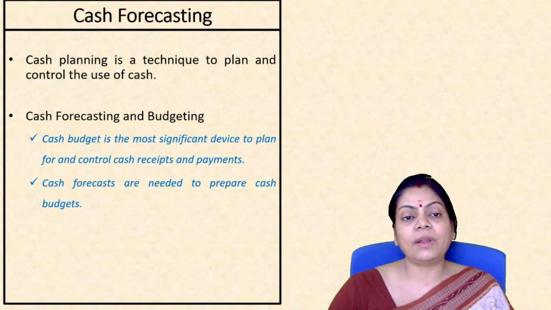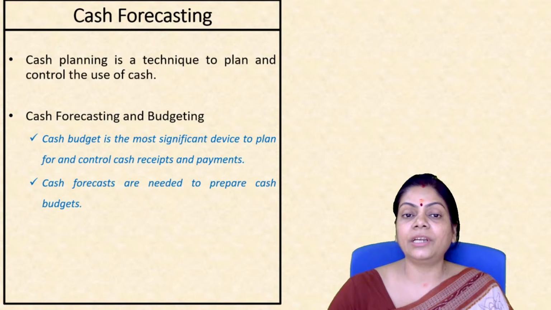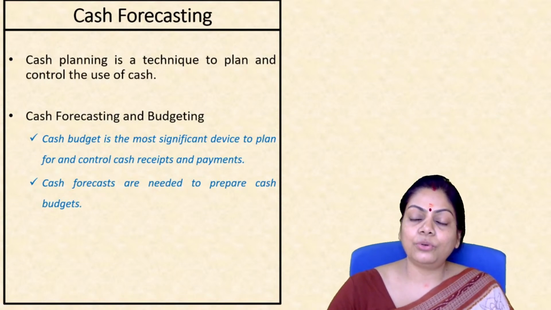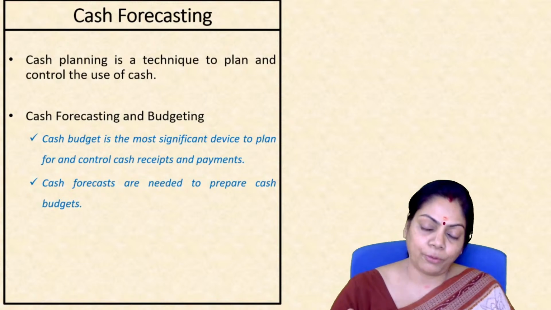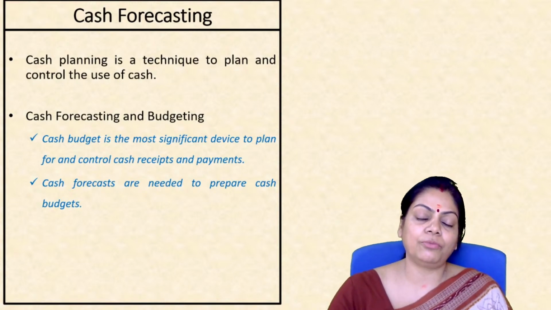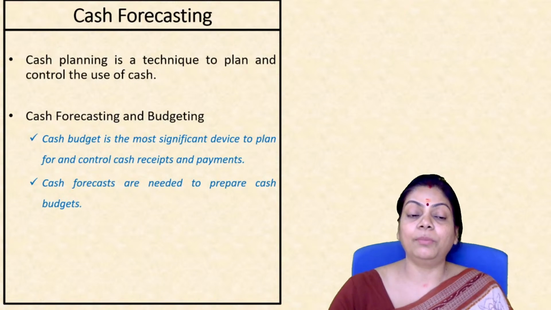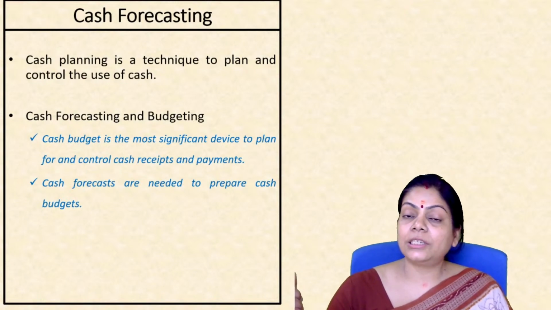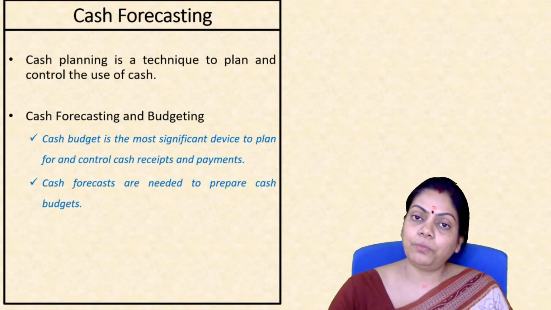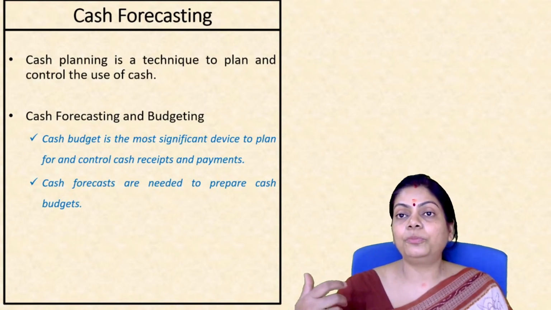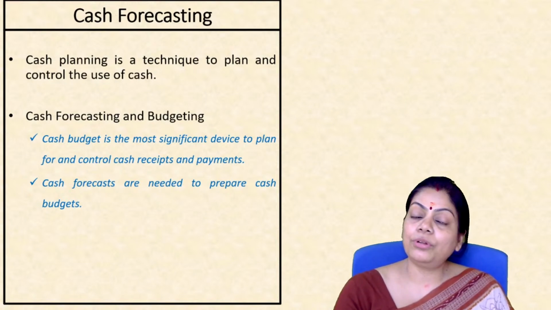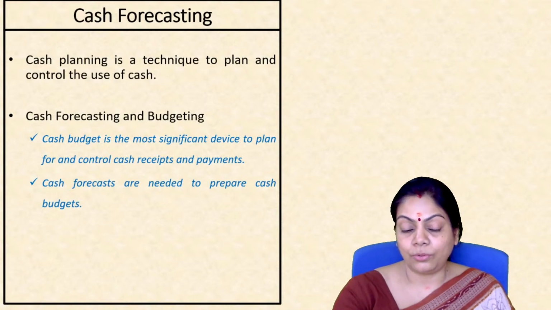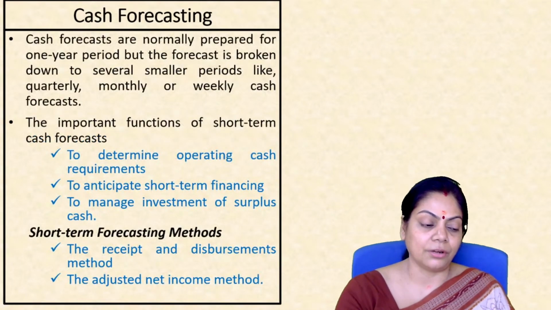Cash planning, as we talked about, is a technique to plan and control the use of cash. So how do we plan and control the use of cash? We do it through budgeting and forecasting. Probably it is forecasting and budgeting, because once I forecast, I'll be able to budget. So the cash forecasts are needed to prepare the budget. So we should have some techniques for forecasting the cash. Then we talk about the preparation of the cash budget. We'll see shortly how this cash budget is done.